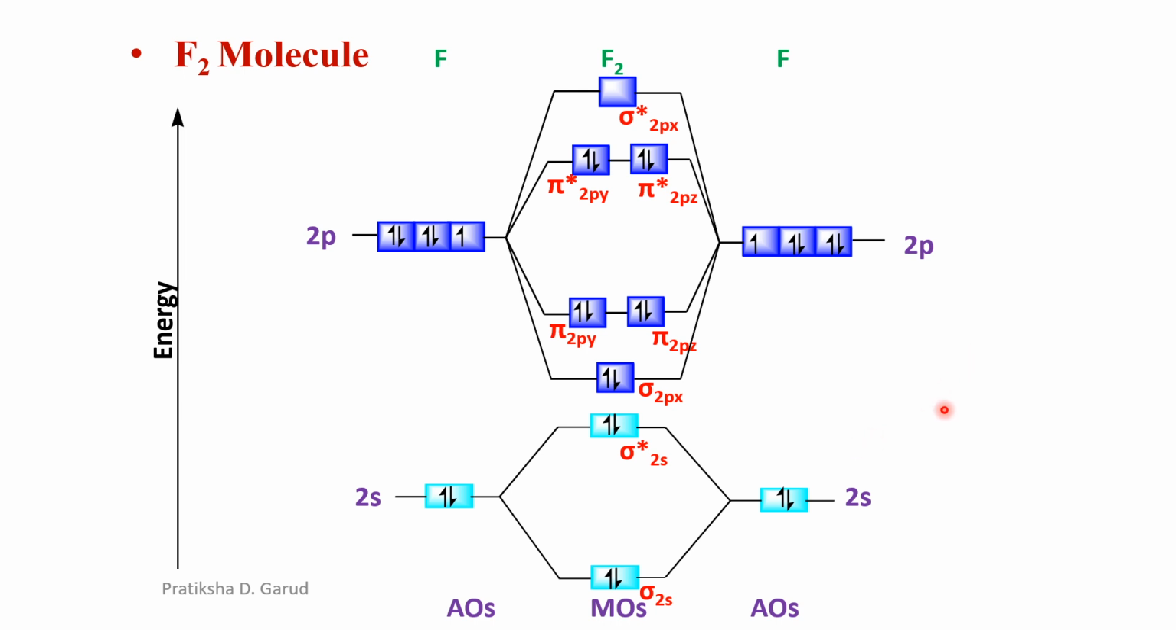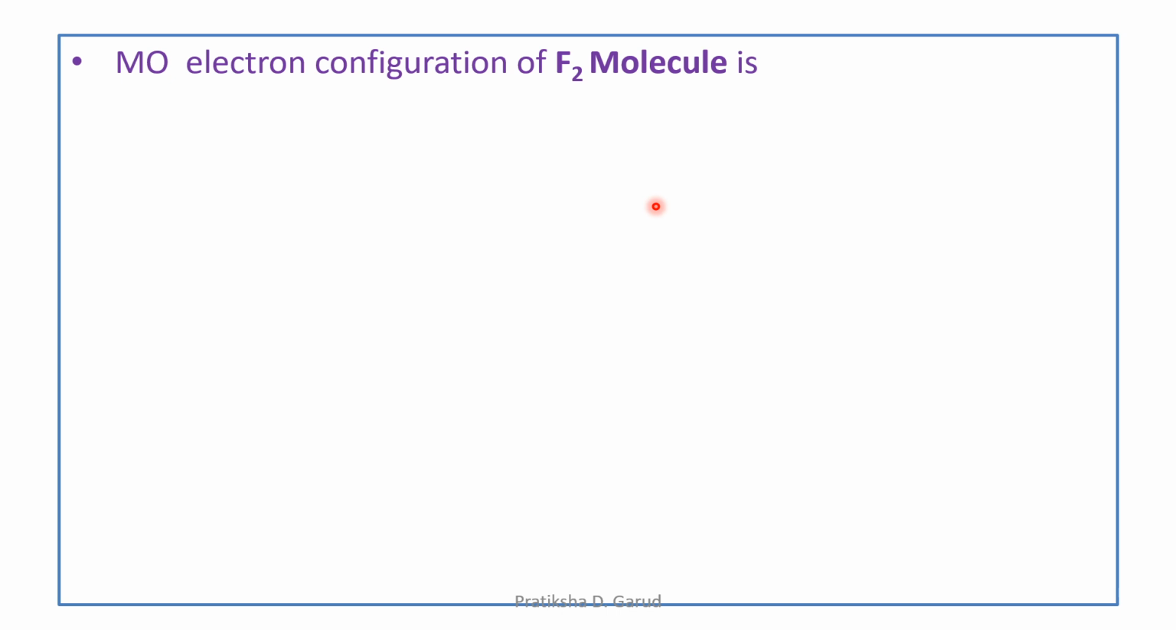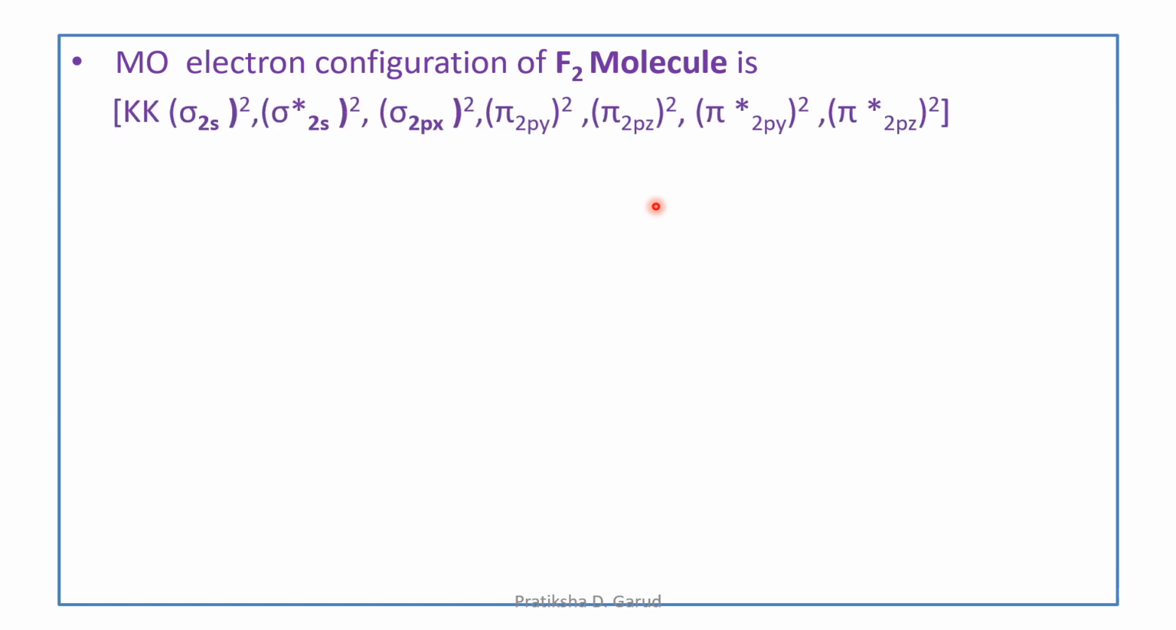Now while writing the MO electronic configuration, first of all we have to use the letters KK for the 1s, then next will be sigma 2s2, sigma asterisk 2s2, sigma 2px2, pi 2py2, pi 2pz2, pi asterisk 2py2 and pi asterisk 2pz2. So the MO electronic configuration of the F2 molecule is KK, sigma 2s2, sigma asterisk 2s2, sigma 2px2, pi 2py2, pi 2pz2, pi asterisk 2py2 and finally pi asterisk 2pz2.